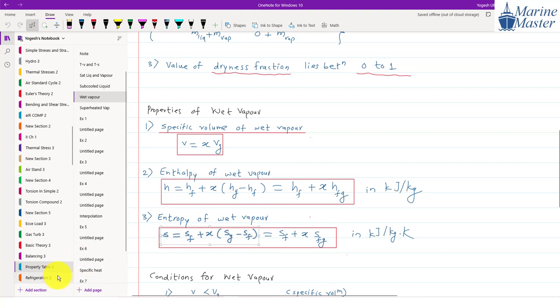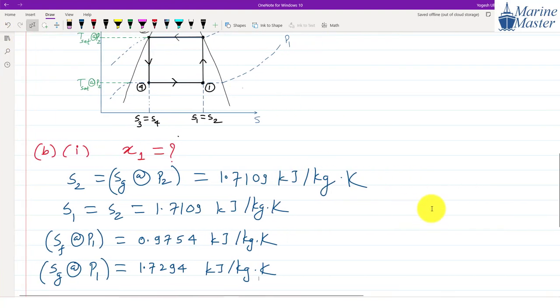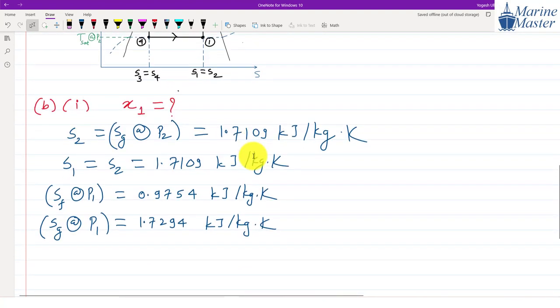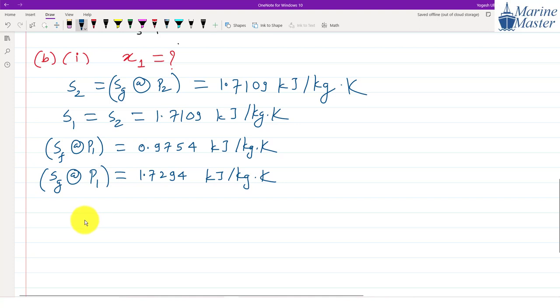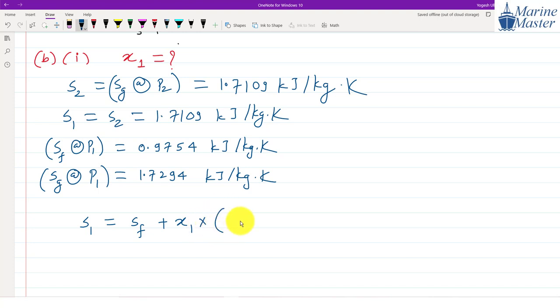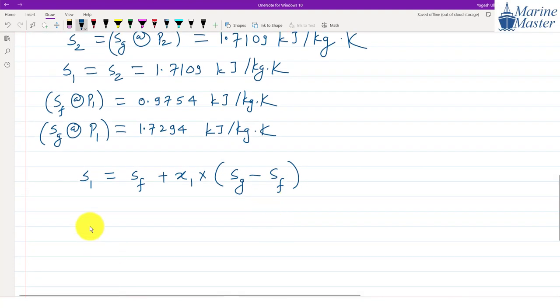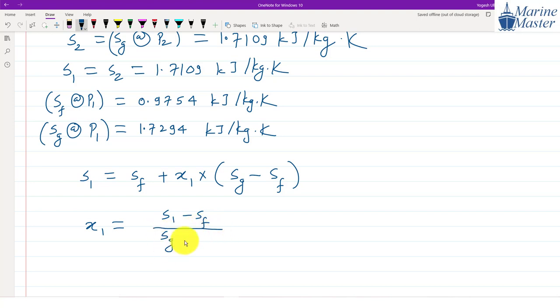So what are we going to do? We are going to come back to our relation. So, entropy of point 1. Point 1 is a wet vapor. What relation can we write down? S1 is equal to SF plus X. Dryness fraction of which point? Point number 1, so I will say X1 into, in bracket, SG minus SF, guys. If you arrange this properly, X1 will become S1 minus SF divided by SG minus SF, guys.